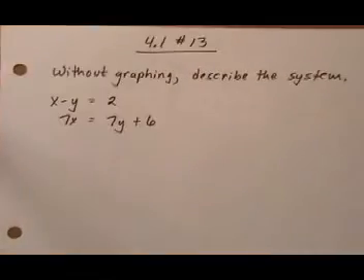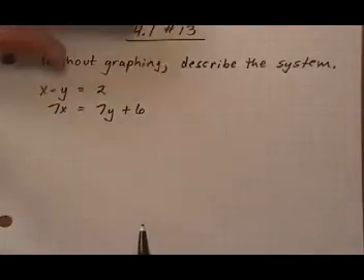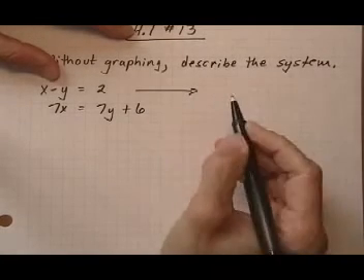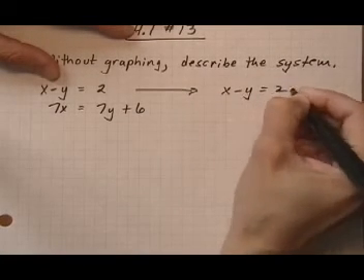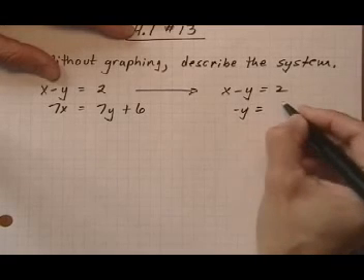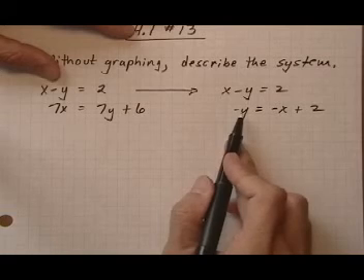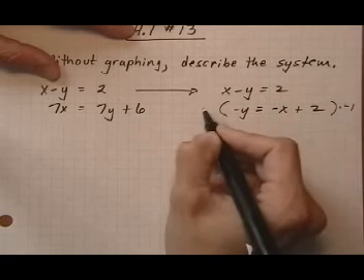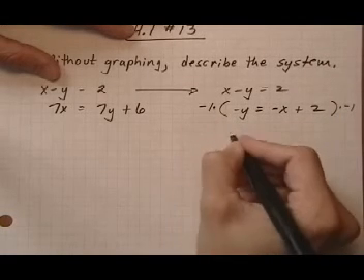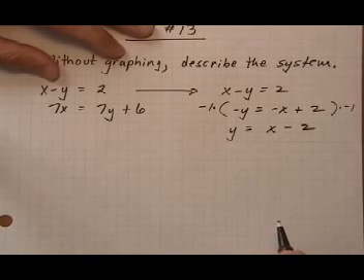So let's look at some problems. Number 13 and 14 that use this idea. Number 13. Without graphing, describe the system. So let's put each one into y equals mx plus b form. If I have x take away y equals 2, then I can take away an x on both sides. That gives me minus y equals negative x plus 2. Multiply every term by a negative 1, which is like multiplying both sides of the equation by minus 1. That clears away the minus in front of the y, and we get y equals x take away 2.